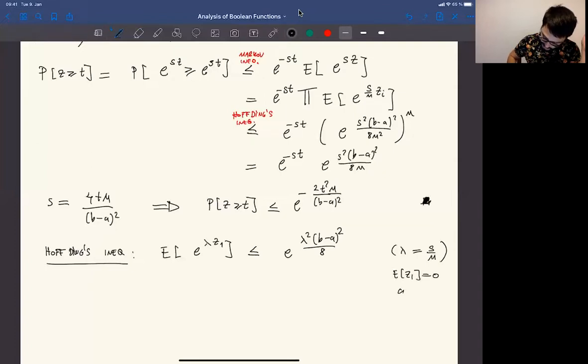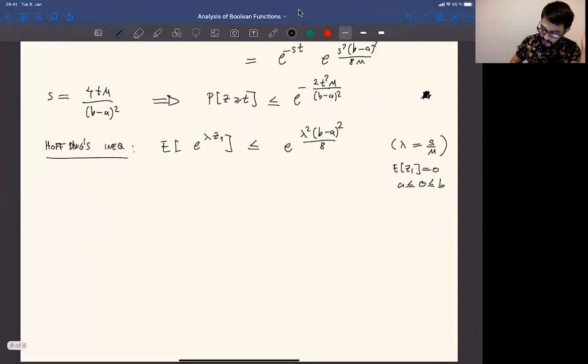So we know that a is less or equal than 0, less or equal than b, because a is a bound from below for z1 and b is a bound from above for z1. So, and 0 is the average. So we need to have that. So this is what we're doing. Okay, so we want to prove that.